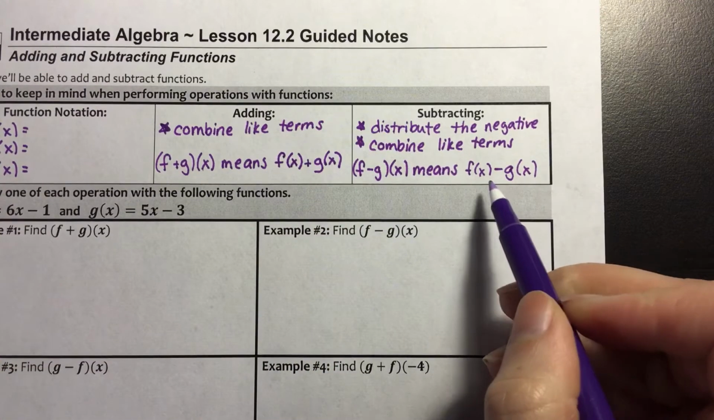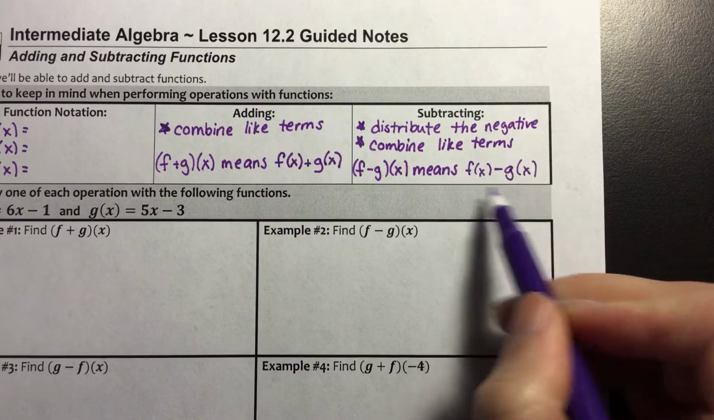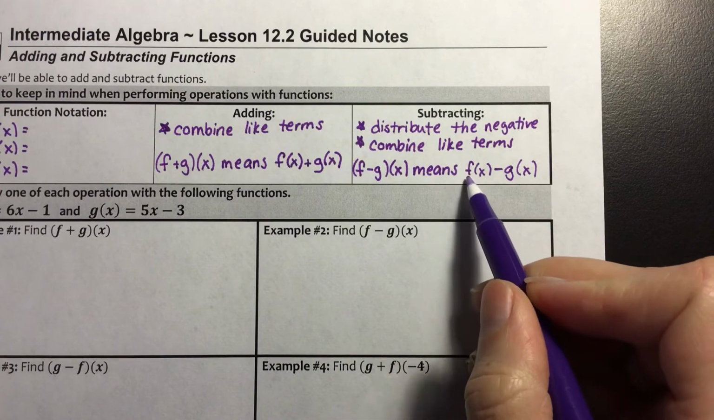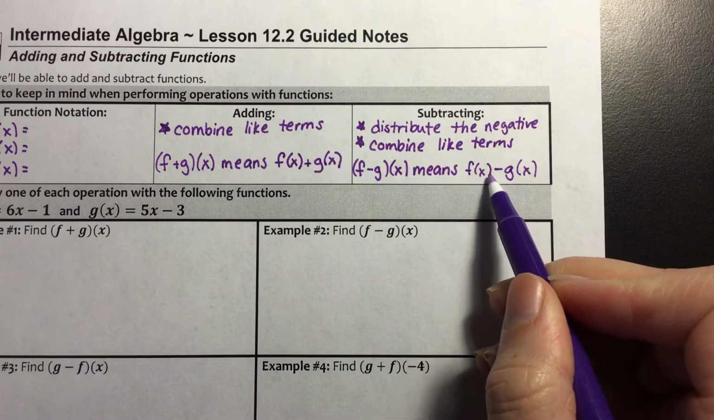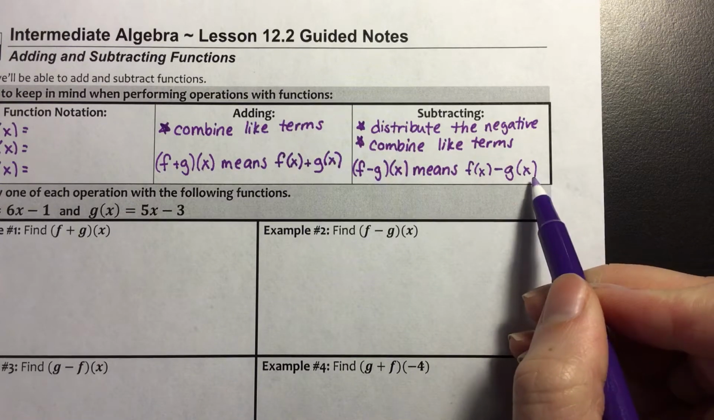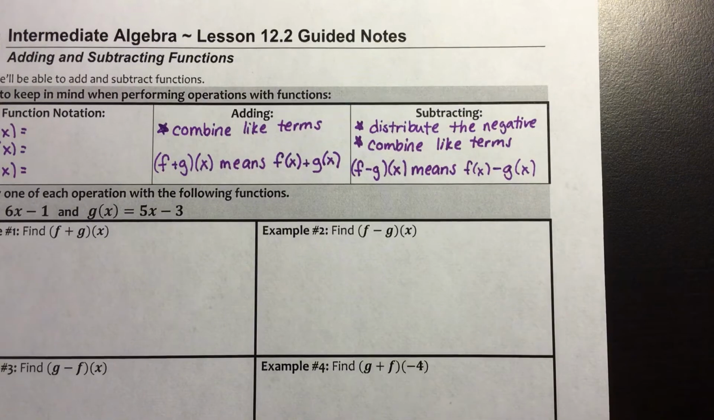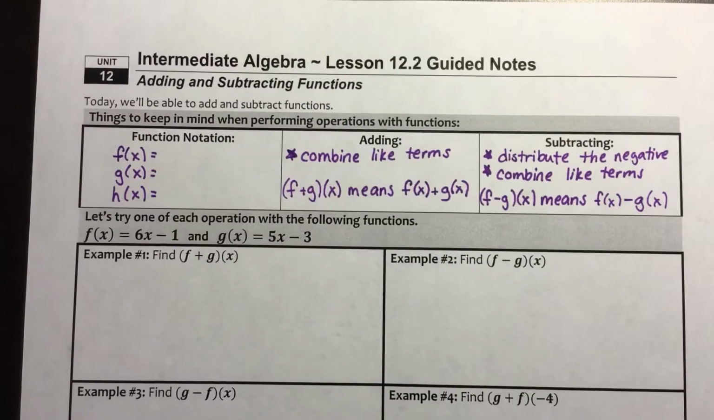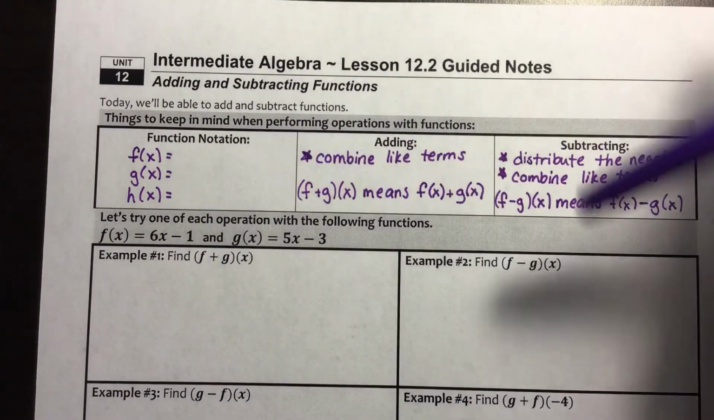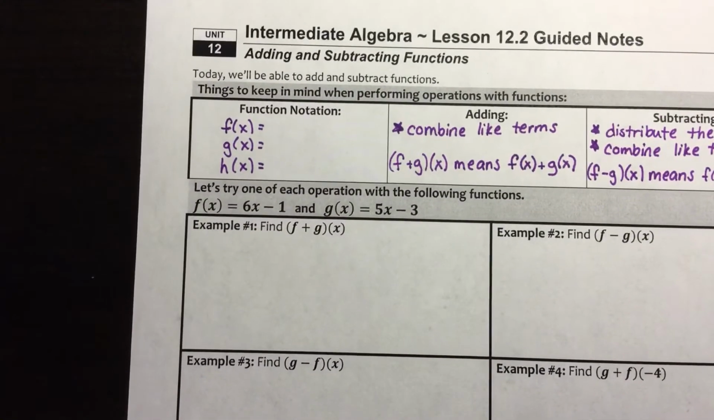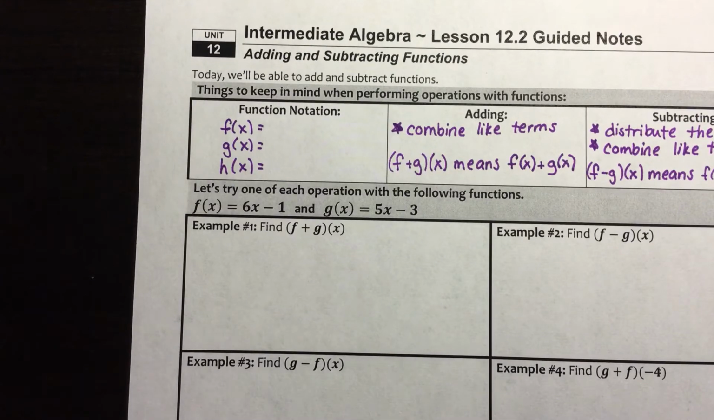Okay. Once you get this idea set up in your mind, you're going to have one set of parentheses for your f of x function, whatever that polynomial is, one set of parentheses for your g of x function, and then that minus in between them. So let's see how that plays out. So let's try one of each operation with the following functions. So f of x, let's use green for that, and we'll use blue for g of x.